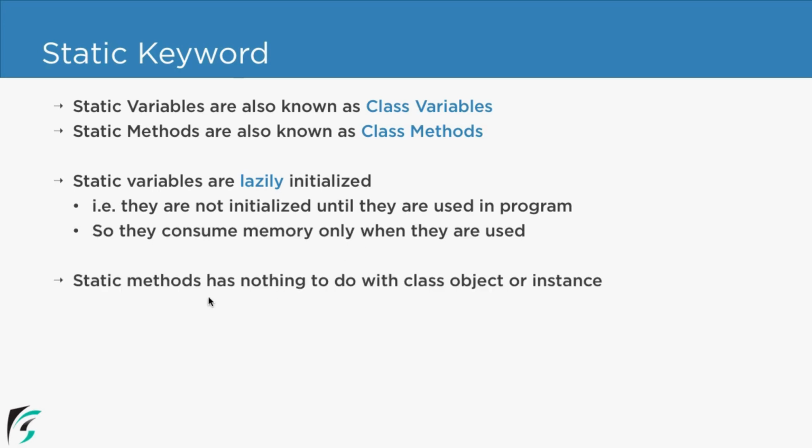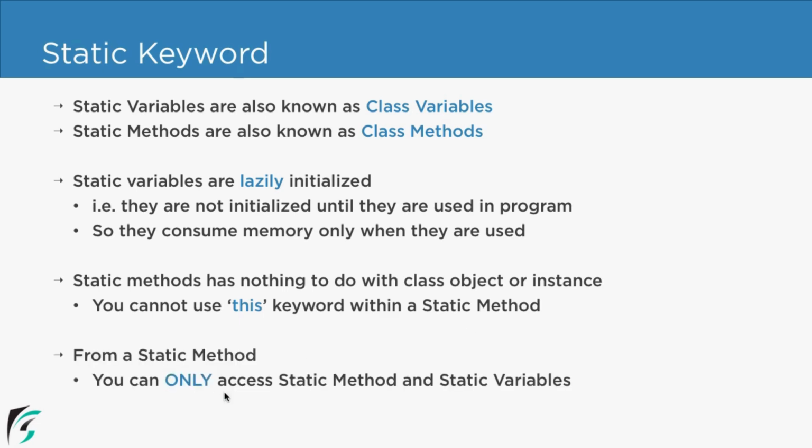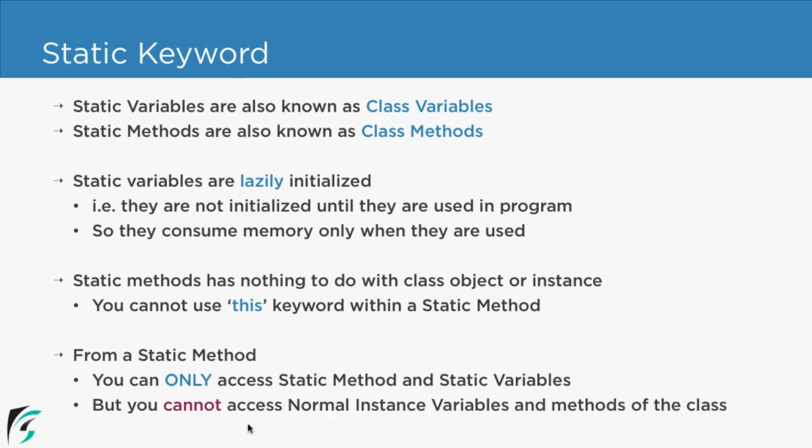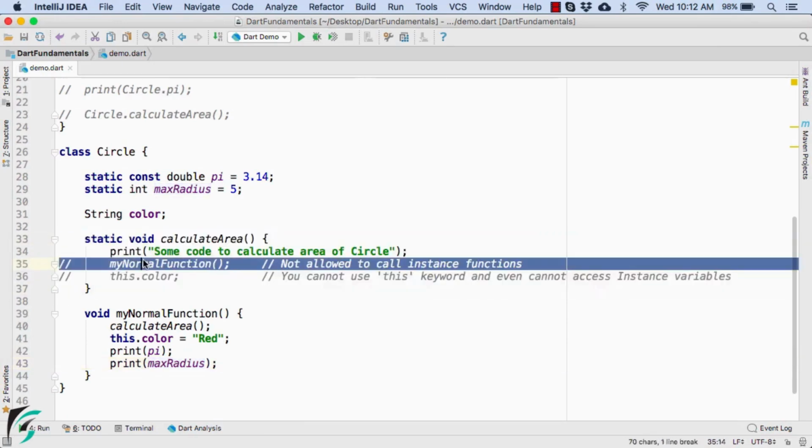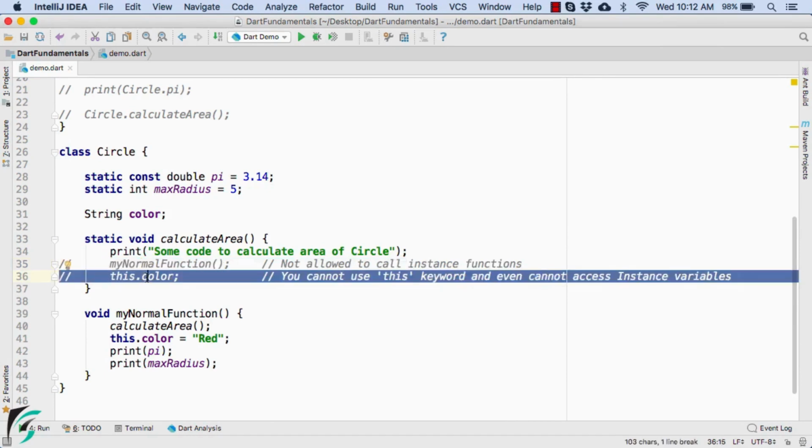And next, the static methods have nothing to do with the class object or its instance. That is, you cannot use the this keyword within a static method. It is not allowed, as we saw in our video. Now moving forward, from a static method, you can only access the static methods and the static variables. But you cannot access the normal instance variables and the methods of a class from the static method. It is not allowed, like we saw in our example here. From the static method, we were not able to call the normal function as well as access the instance variable.